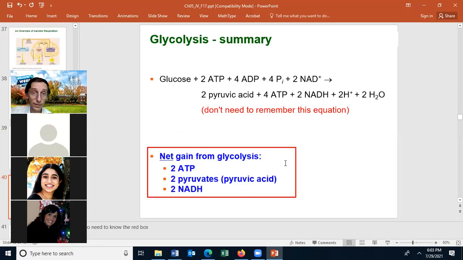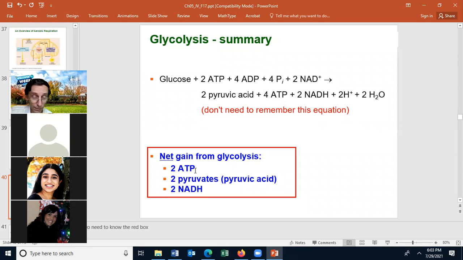You do need to know the summary. You start with glucose. You should know it takes in ATP, but you get out ATP. You do get out NADH, and you get out ATP. So in glycolysis, you gain 2 ATP.